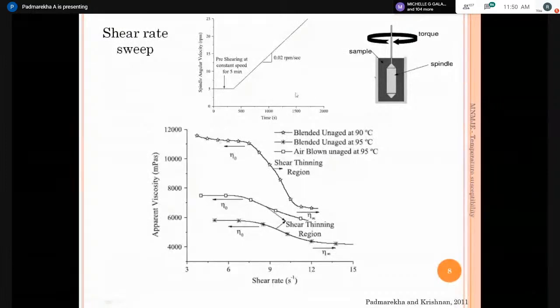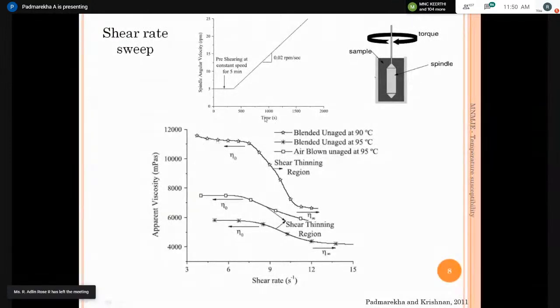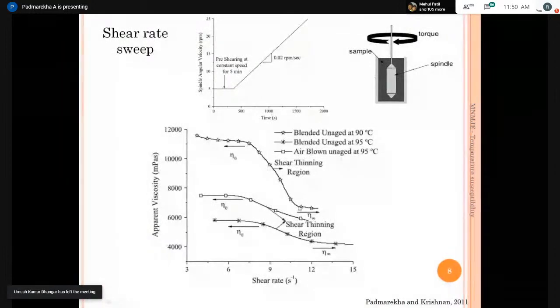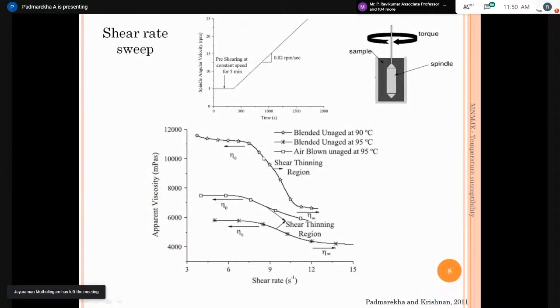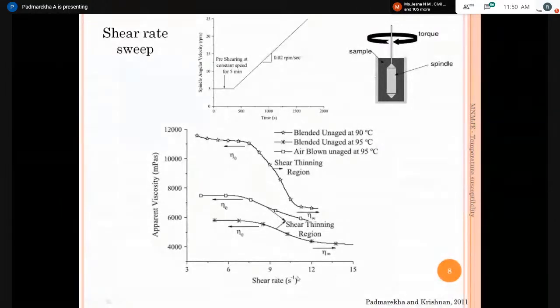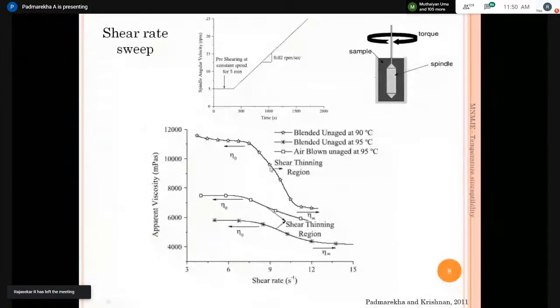Now if you see the response of a bitumen to this kind of shear rate sweep experiment, you can see that initially at very low shear rate or a low spindle speed, the viscosity value is almost constant. And on further increase in the shear rate, the viscosity reduced. At very high shear rate, you can see again the viscosity to be a constant value. So you have three regimes in the viscosity plot. This is apparent viscosity as a function of shear rate. Initially the viscosity is constant, and when you project it, you can find out what the zero shear viscosity is.